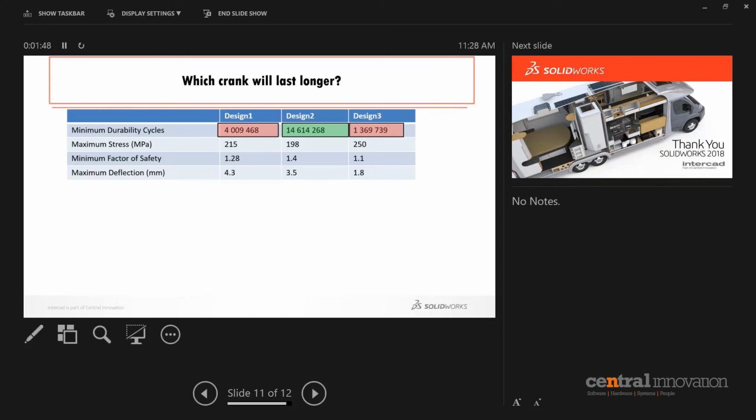I've got a question here. Does SOLIDWORKS handle crack growth models as well for damage tolerance? It doesn't tell you how much crack you're going to get in the model. What you can analyze is the damage.